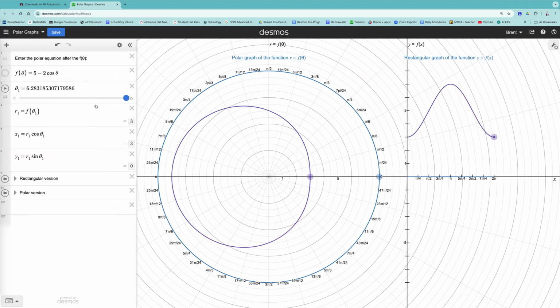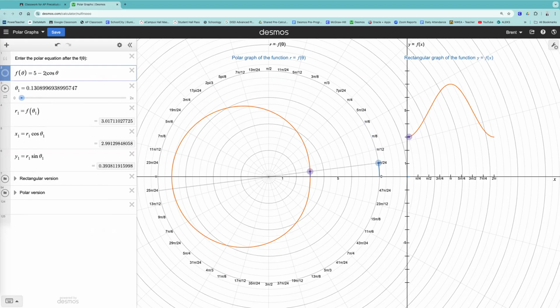What do we call that again? Convex limacon. So a limacon is when your two numbers are different. If the two numbers are different, it's a limacon. If the two numbers are the same, it's a cardioid. What created the heart was the two numbers being the same. Limacons when the two numbers are different.